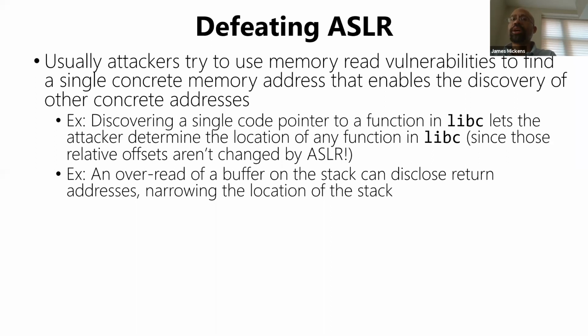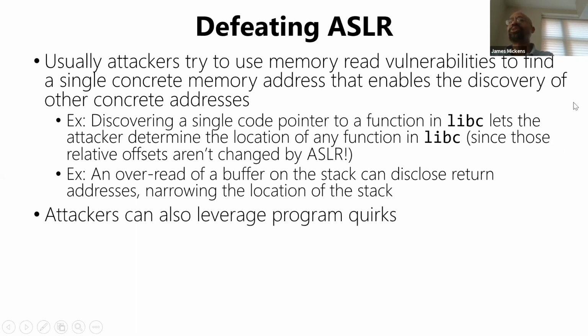Okay, so those are two ways that people might try to use a memory read vulnerability to de-randomize the address space. Another thing that attackers can do is try to leverage program-specific quirks that might leak information about where things live in the virtual address space.